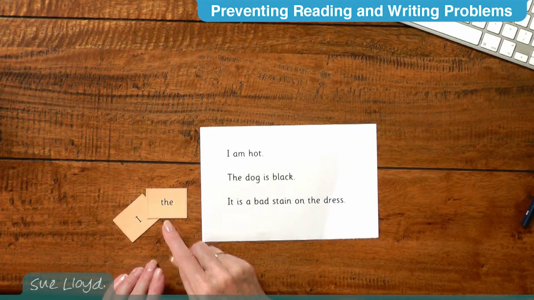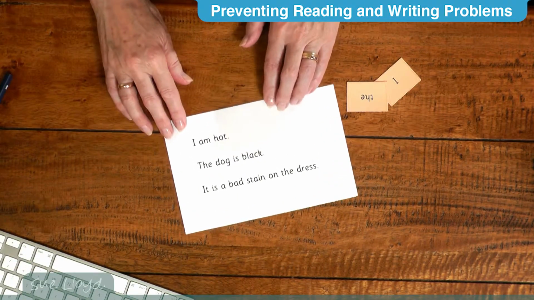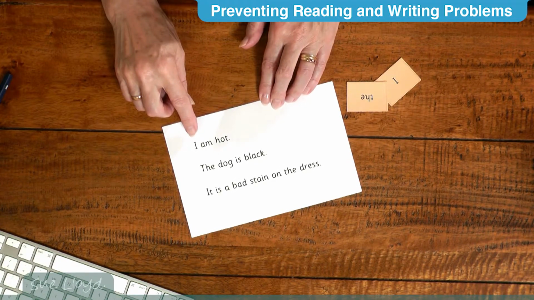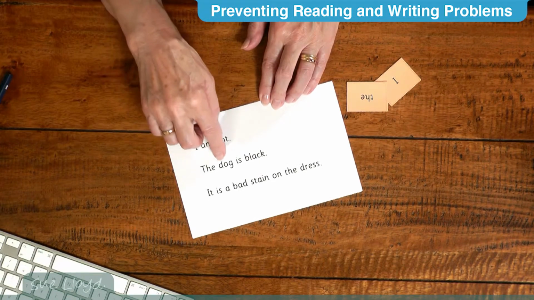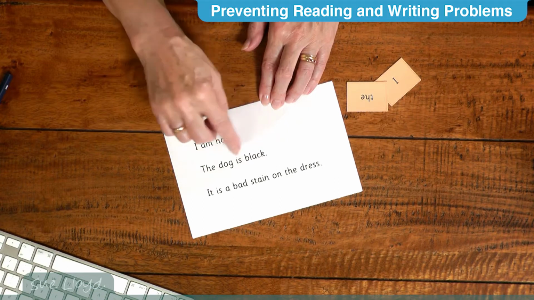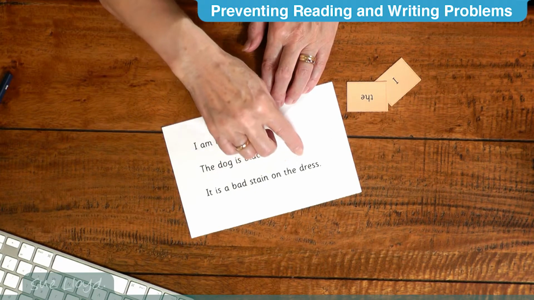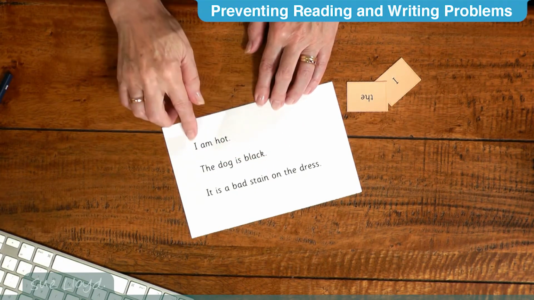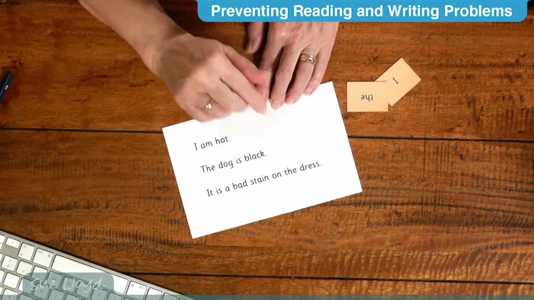If there is time, finish the lesson by encouraging the children to read a few sentences that use the tricky words that have been revised, the I and the, and also words that can be worked out. So here we have some sentences, and the children have to look at the tricky word I and then work out the others. I am hot. The dog is black. It is a bad stain on the dress. And then read it without blending. I am hot. The dog is black. It is a bad stain on the dress.